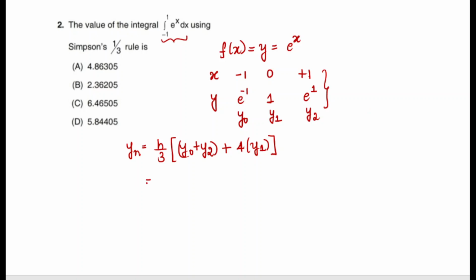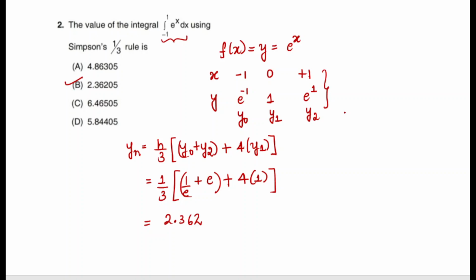Now apply the values. I took the difference of 1, so h value will be 1 divided by 3, and y0 plus y2: y0 value is 1 divided by e, y2 is e, plus 4 times y1, which is 1. Now on solving this, we will get the solution equal to option B, that is 2.362. I hope this question is clear to you people.